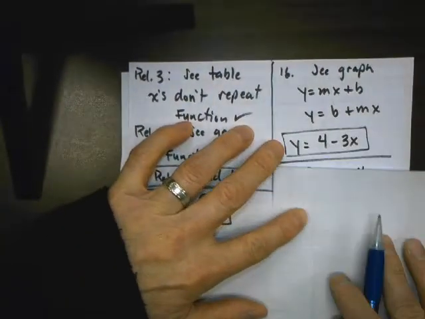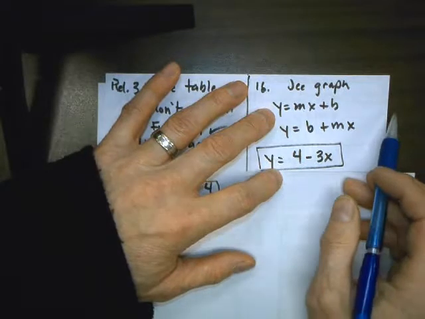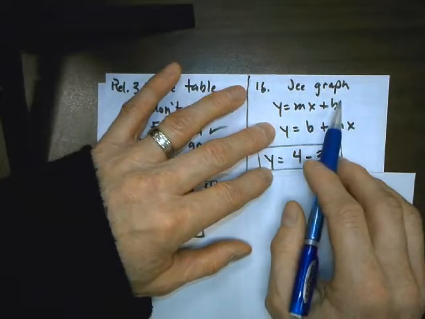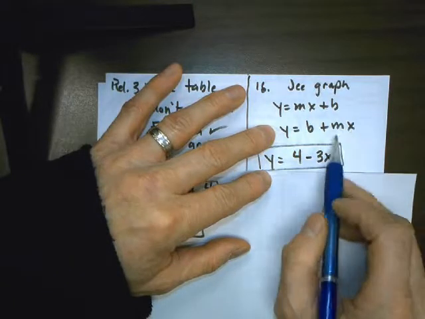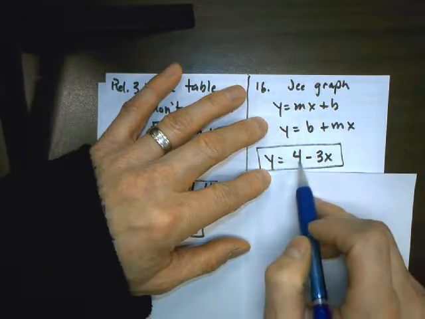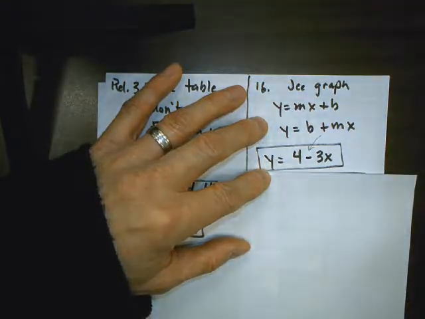Okay? But the trick here is that I switch the order on you because I want you to understand y equals mx plus b is the same as y equals b plus mx. The slope still goes in front of x, and the y-intercept is 4, so make sure if it's a negative slope, you have minus 3x there, okay? All right, don't let me trick you on that one.